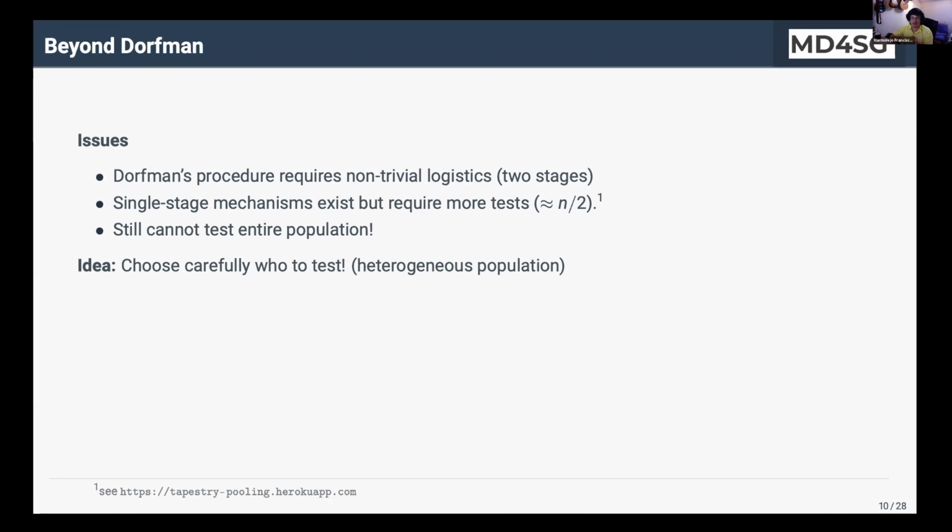Remember, I mentioned Mexico, there are 7 tests per 100,000. So this is far below the number of tests that Dorfman requires. And so one idea that we have to alleviate this is to look carefully at who we test. We ultimately have a heterogeneous population with different attributes, and we can allocate tests differently to different segments.